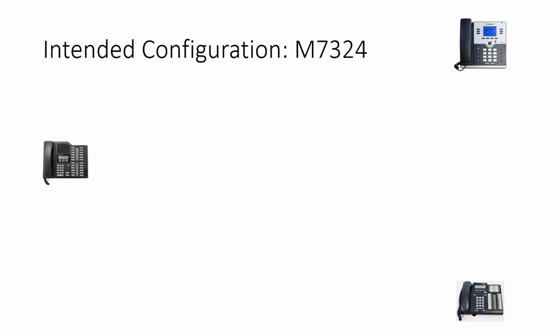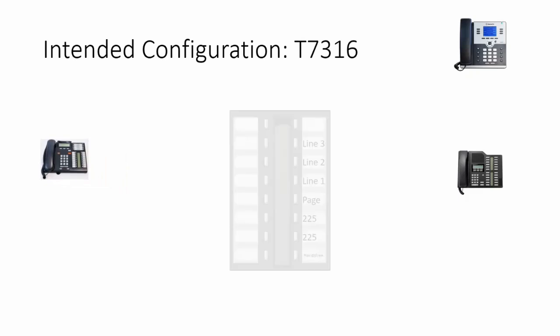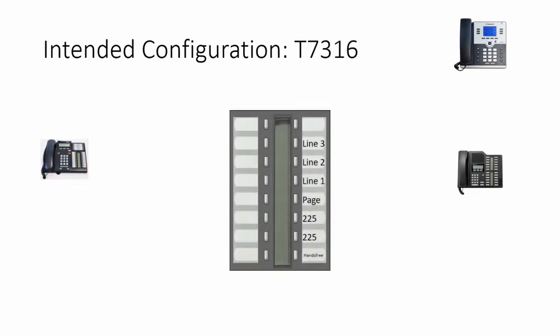Now, for the M7324, it's the same layout as far as the key numbering, but it's all on the right-hand side, starting with the standard hands-free button on the bottom right-hand side of the 7324, 2 extension keys, the page button, and then the 3 line keys. The 7316, same thing: hands-free on the bottom right-hand corner, 2 extensions, the page button, and the 3 line keys.